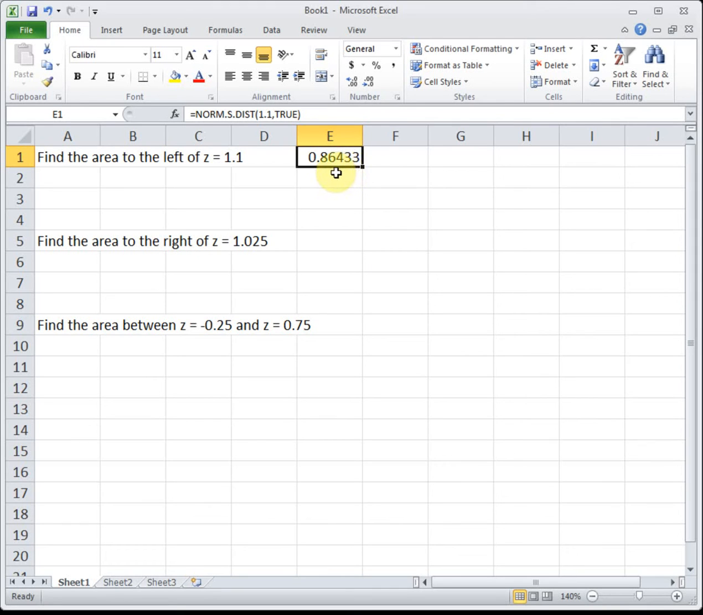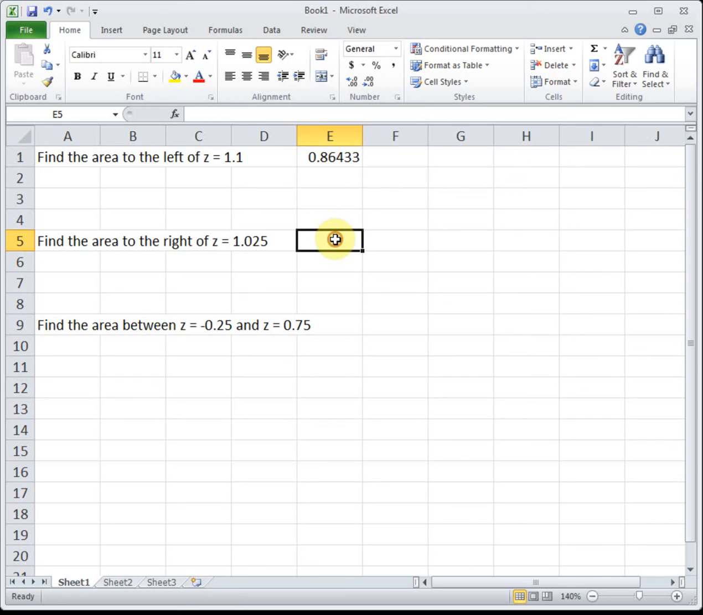That makes sense. If you visualize your bell curve, you've got 0 in the center, and 1.1 is a little bit to the right. So we're shading everything to the left of that point, which is the whole left half of the graph, and then a little bit more. So we're shading well over half the graph if we're shading to the left of 1.1. So it makes sense that our answer is bigger than a half. Let's look at the next case.